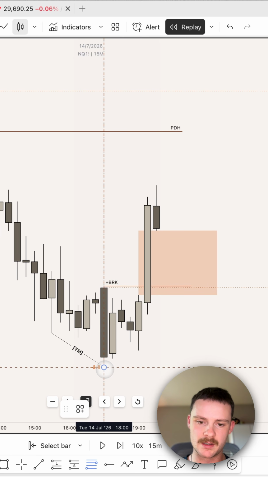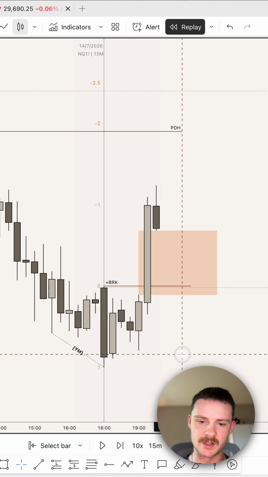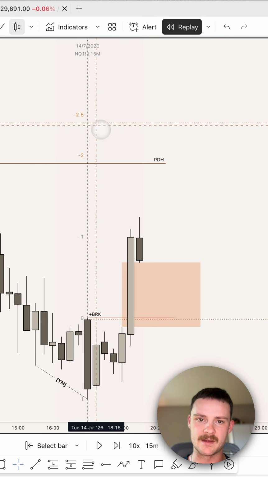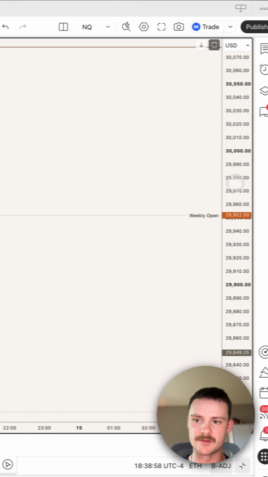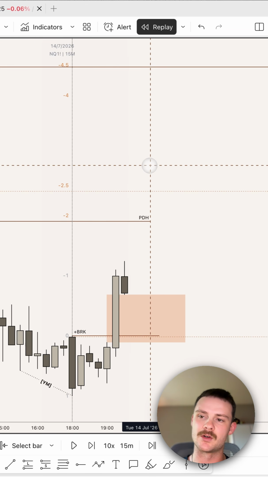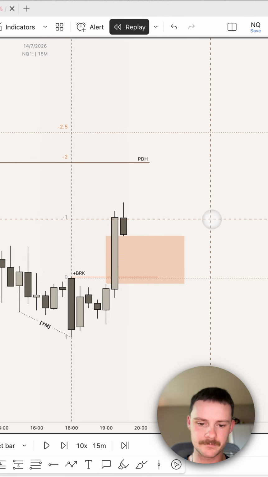If we pull standard deviations from the manipulation, we can see that -2 is resting at previous daily high and at the weekly open, and -4 is residing just below the previous weekly high here. These will serve as our draws on liquidity.